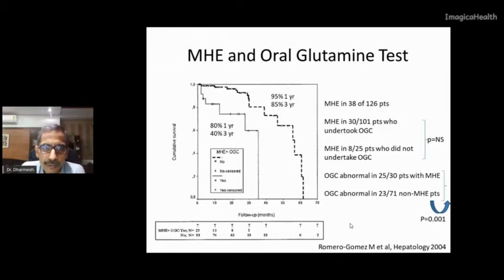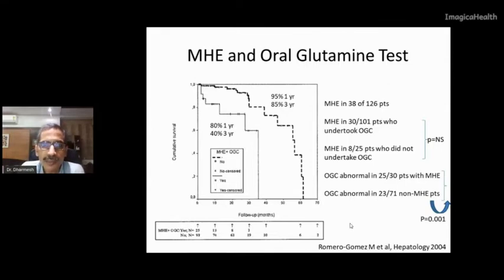they showed that if somebody had minimal HE but also an abnormal oral glutamine test, their chances of survival were 80% at 1 year and 40% at 3 years. So like I said, per se, MHE cannot predict survival, even though it can predict overt HE. Per se, an abnormal oral glutamine test cannot predict survival. But if you combine these two, and in effect this is the body's ability to dispose of ammonia, you find that it definitely hurts the survival.